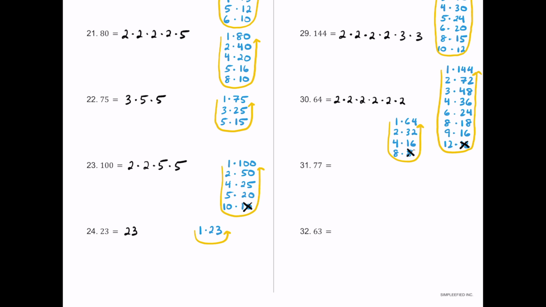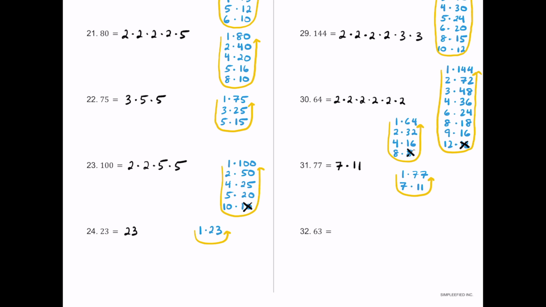Last couple here. For number 31, we have the number 77. 77's prime factorization is very short, thank goodness. It's just 7 times 11. So for the factors here, we're going to have 1 and 77 to start. And we really just have 7 and 11. That's the only combination here. So 7 times 11 does get you 77. And it's got a nice short factor list, 4 factors.